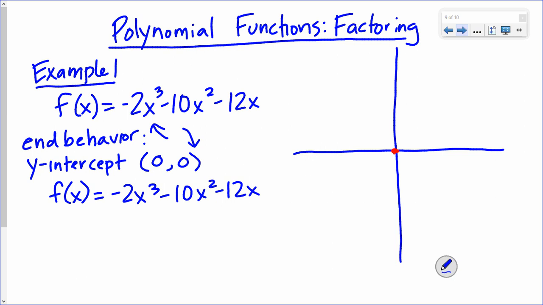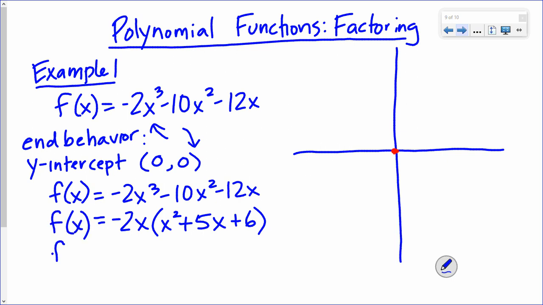Okay, so I'm looking at these three terms in this trinomial, and I'm asking, what do these have in common? Well, they all have a -2, and they all have at least one x. So I can bring that out to the front. Now when I do, what's left behind here is x squared plus 5x plus 6, right? Now I always go back and check my factoring by at least distributing this in my mind. -2x times x squared, that works. There's f of x.